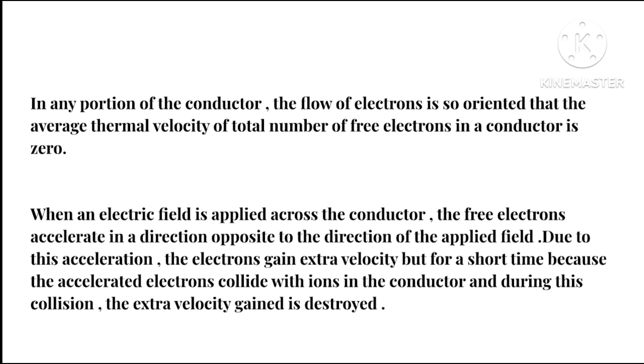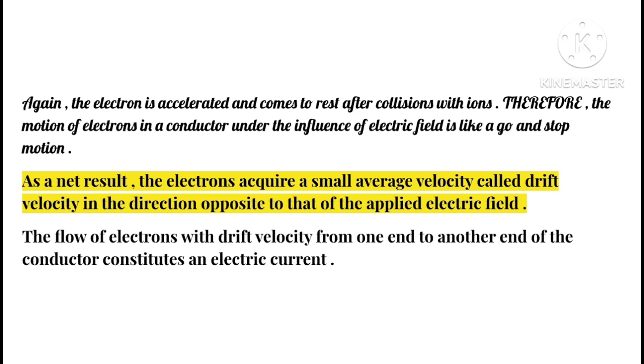When the electrons get accelerated, they gain some extra velocity, but this velocity is just for a short time, because when electrons accelerate they start colliding with the ions in the conductor, and during this collision that extra velocity gained by the electrons gets destroyed. Then again the electrons get accelerated, again the collisions occur, and again they come to rest. Therefore we can conclude that the motion of electrons in a conductor under the influence of the electric field is like a go and stop motion.